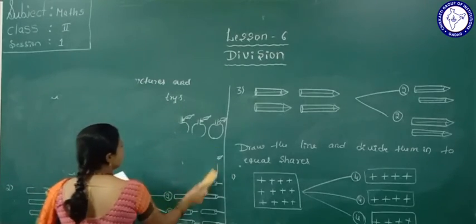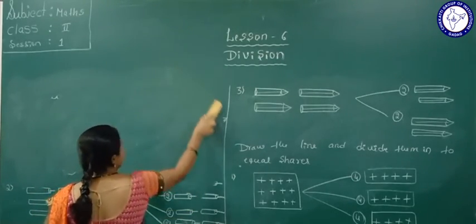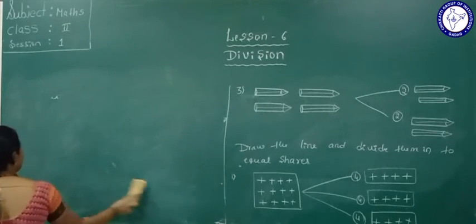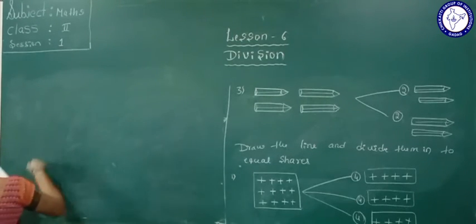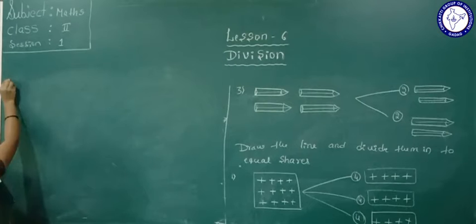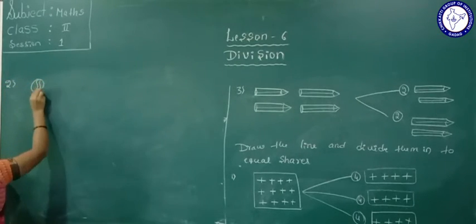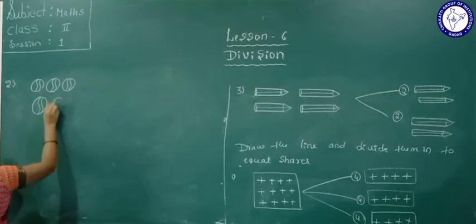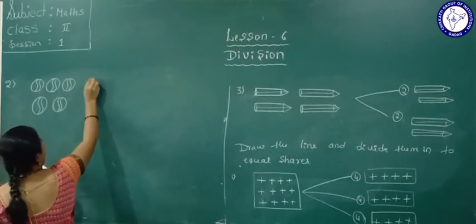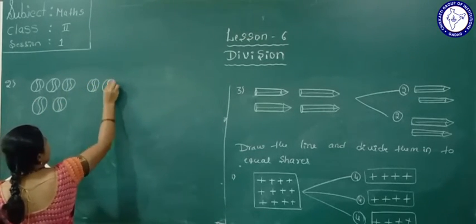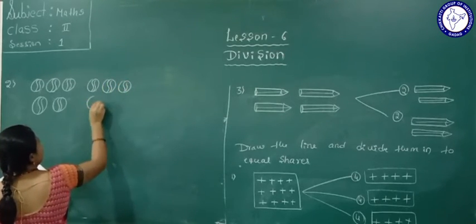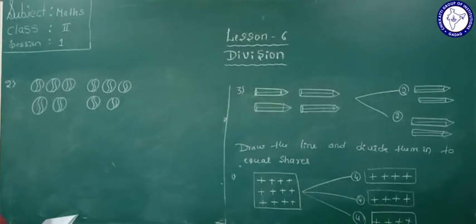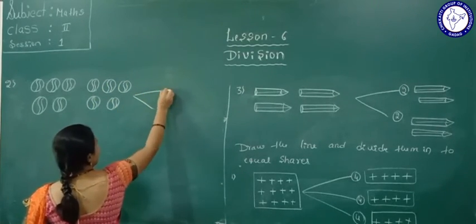Okay, second one they have given here balls. Totally 10 balls they have given. So 10 balls equally distributed in 2 parts. Okay, so that is second one. 1, 2, 3, 4, 5. Okay, 1, 2, 3, 4, 5. Totally they have given here 10 balls. 10 balls equally distributed in 2 groups.